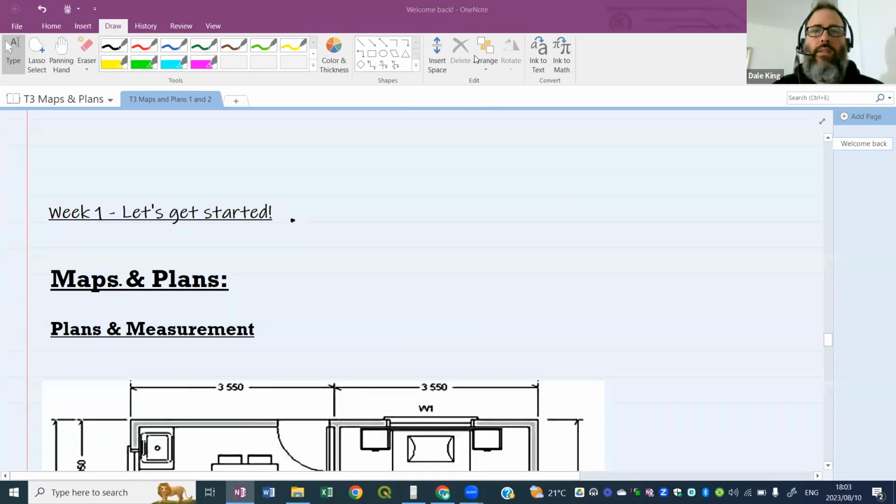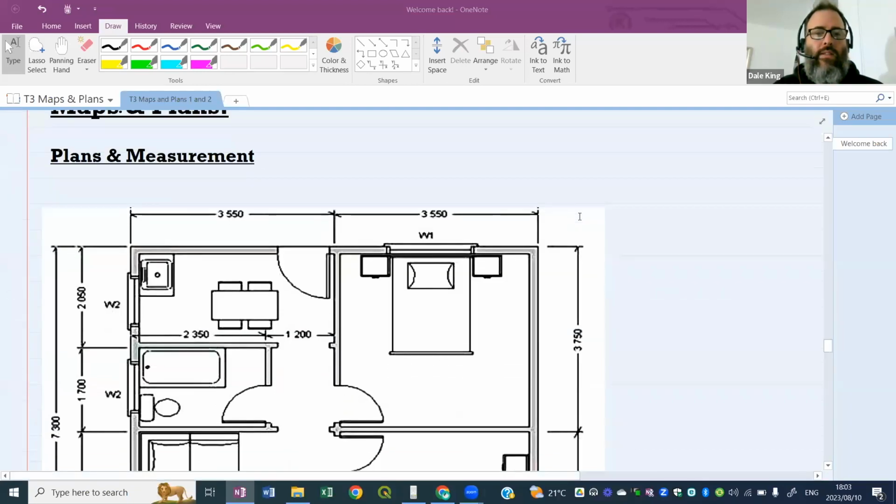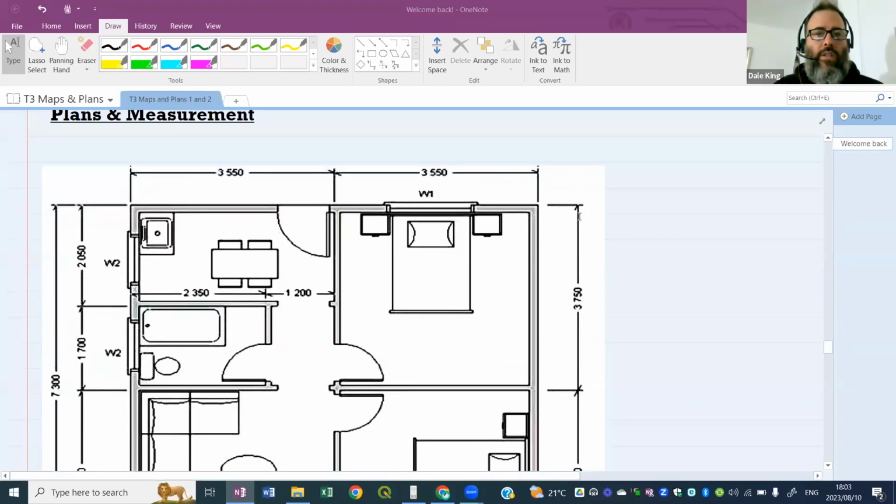Looking at plans and how measurement links up with plans. All right, so here we go. Here's our first contextual question.